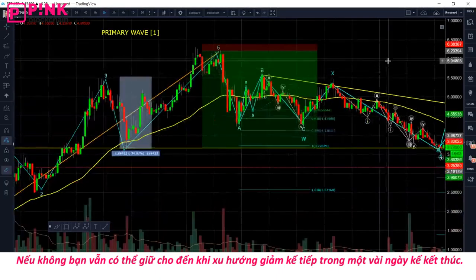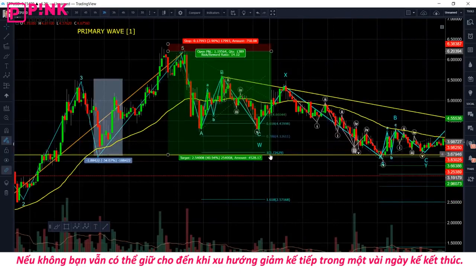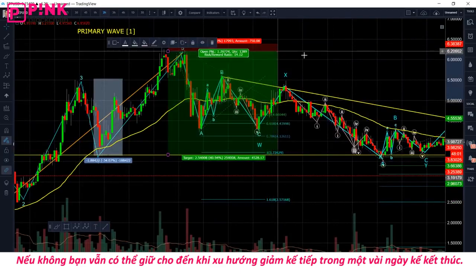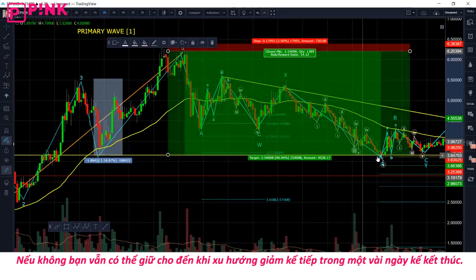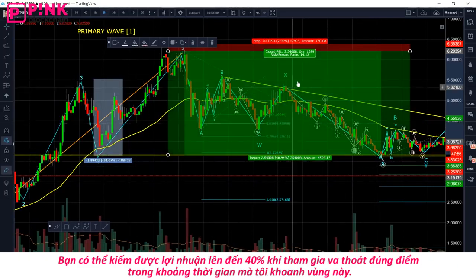If not, you could have just kept holding for hours and hours and hours, and surely enough, right, it ends up hitting where the previous resistance was over the next few days. So you guys would have made 41% gain if you enter that trade there.